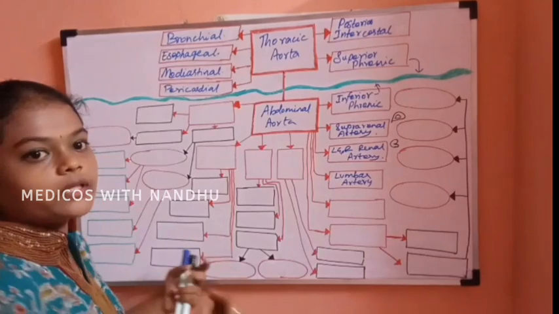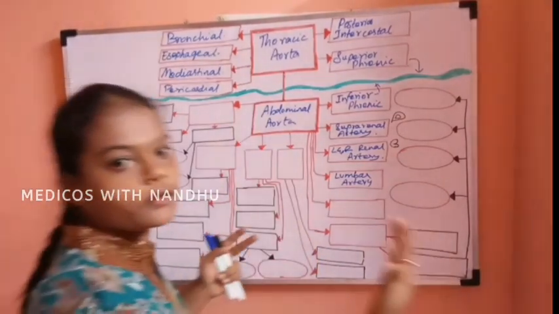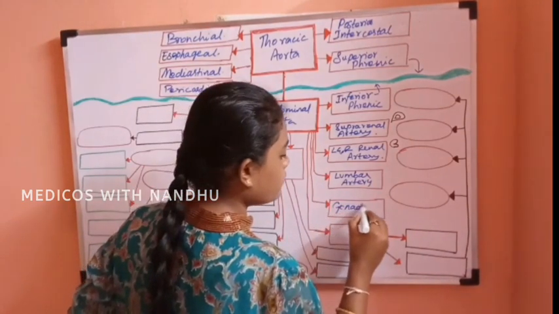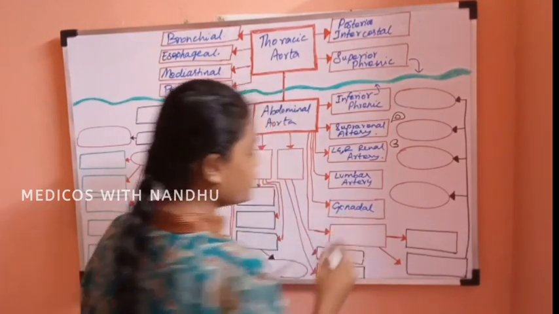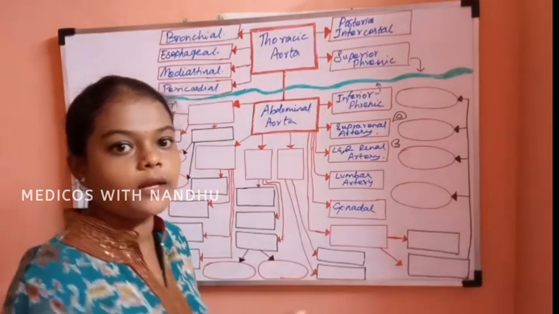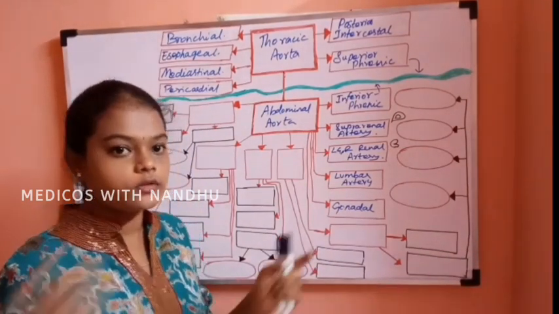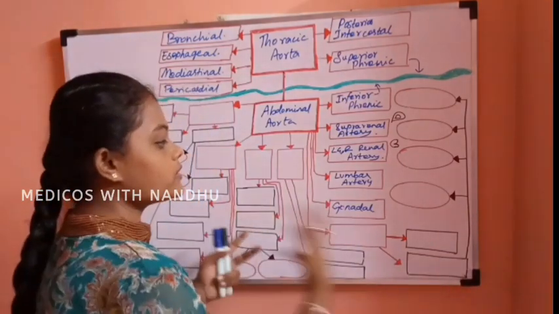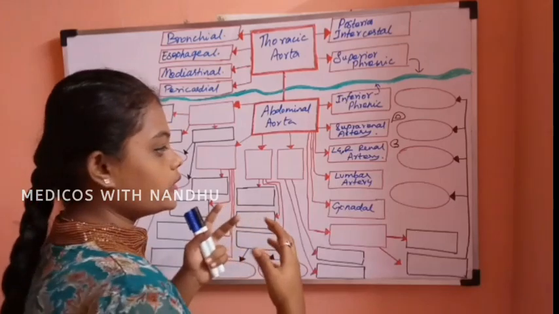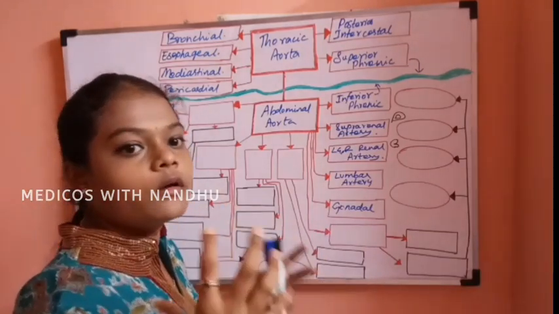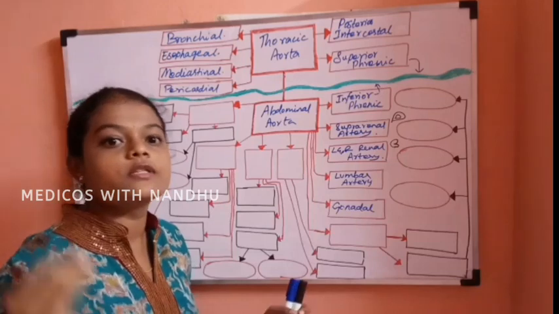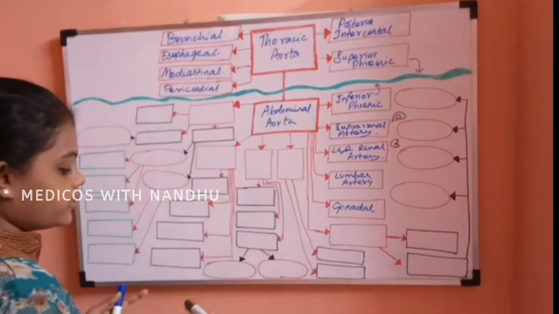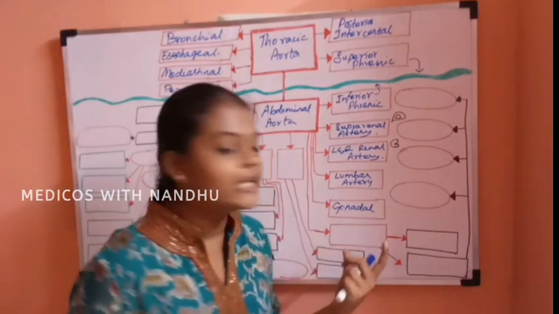It supplies the testis. The gonadal artery is going to supply the testis for males and the ovary for females. So for males we can call it the testicular artery, and for females the ovarian artery. So it is going to supply not the external genitalia, but the gonadal organs. At last, it comes to the common iliac artery.